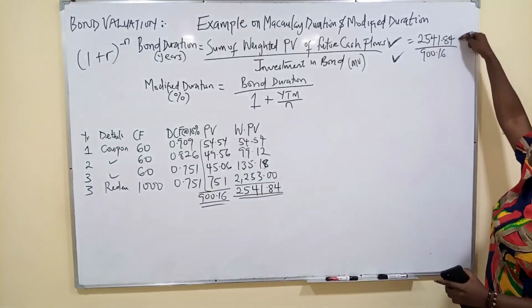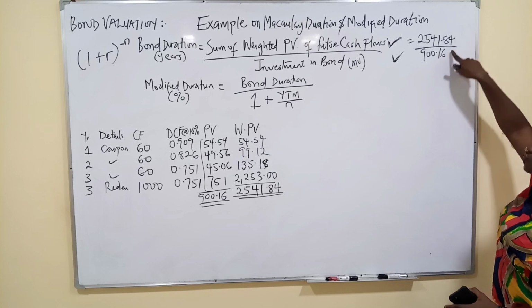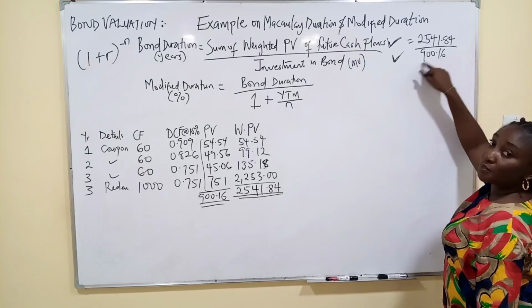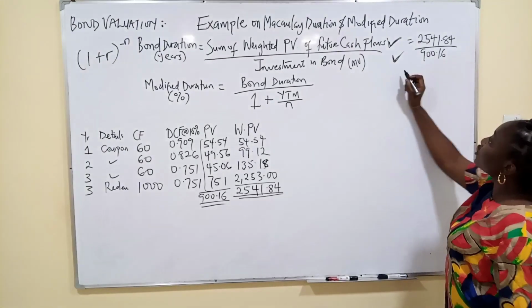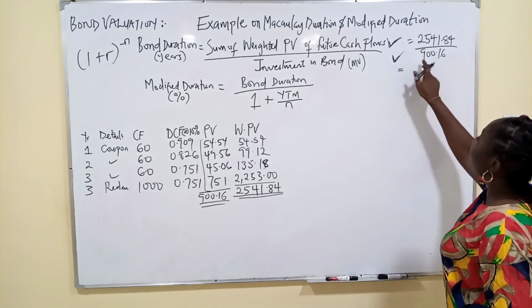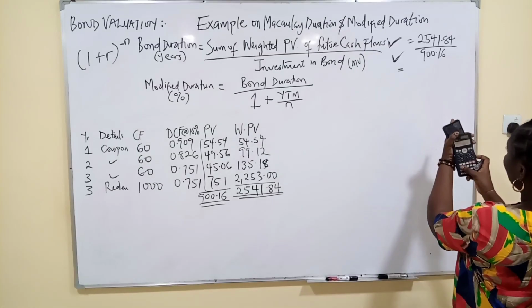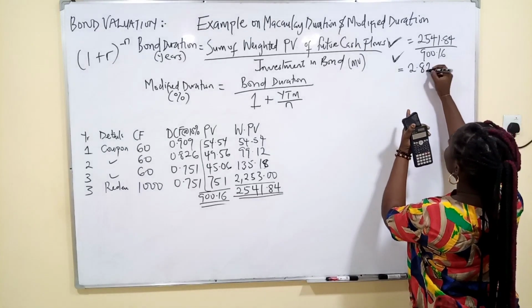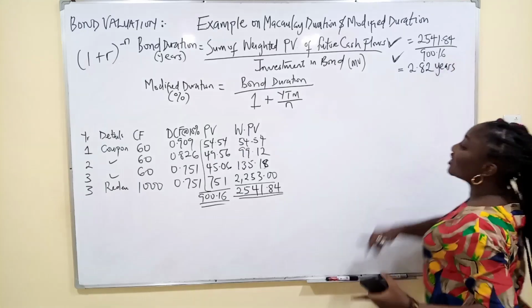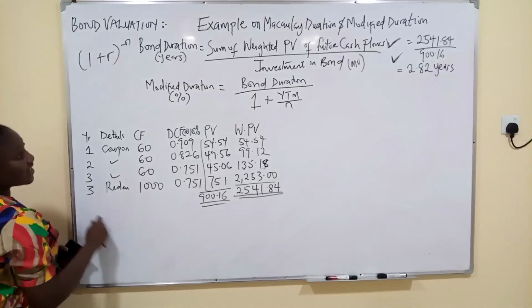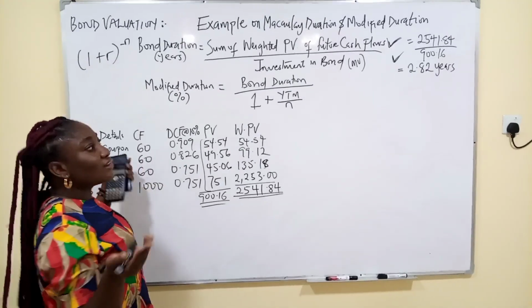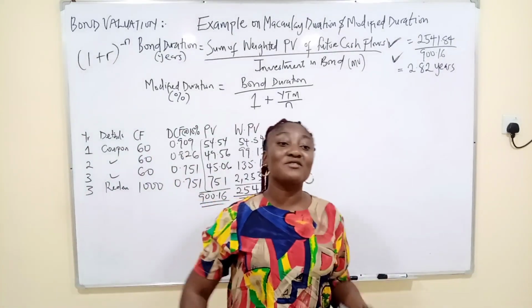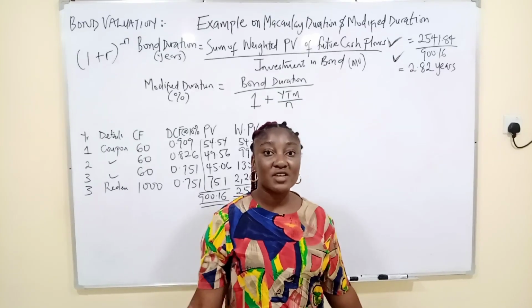Duration is the average time required for the investor to recover his original investment. This investor is buying this bond, a bond of 1,000, at 900.16. So we are trying to get the time it takes to recover this money. 2,541.84 divided by 900.16 gives you 2.82 years. So it doesn't actually take him 3 years, like the question said. It takes him 2.82 years, or just 2.8 years, to regain his investment. So the fact that you're paying coupon for 3 years doesn't mean that the investor will actually wait for 3 years to regain his investment, okay?